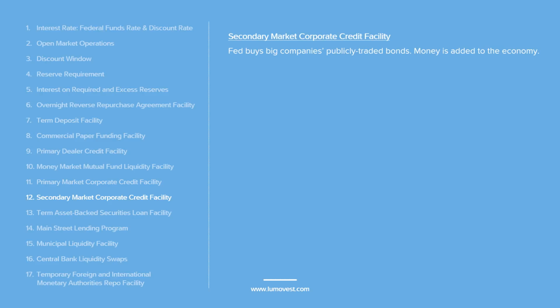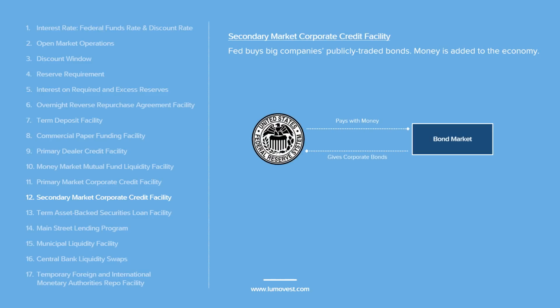It has a sister program known as the Secondary Market Corporate Credit Facility. This program is also newly established in March 2020 in response to the coronavirus crisis. The Open Market Operations Program allows the Fed to use money to buy the federal government's bonds. This program allows the Fed to buy big corporations' publicly traded bonds. This makes the bond market liquid because investors know that there's the Fed out there buying and selling the same corporate bonds they're looking to buy or sell. When the Fed buys these large companies' bonds, the Fed is giving money to the sellers, and that increases money supply.